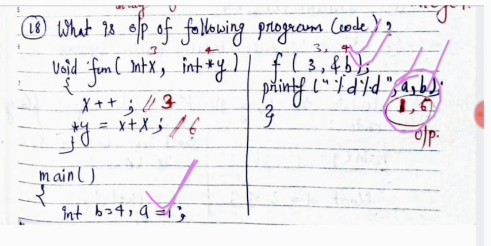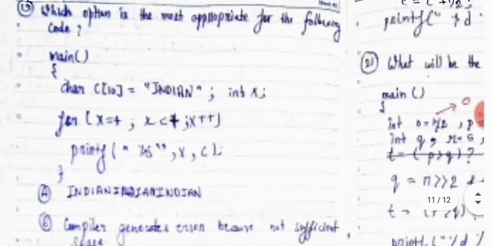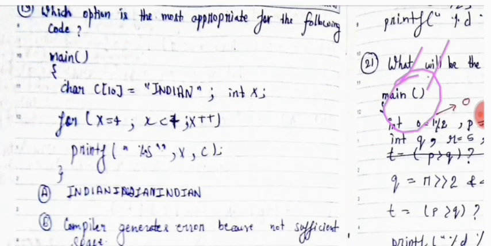Now come to the next question. The question is number 19. Which option is the most appropriate for the following code? The code of this question is given like that: char c[10] = "Indian" and int x, and a for loop starting with the initial value of x as 4, x less than 7, and x++. Print the value of x and c. Now what is the output of the given program?